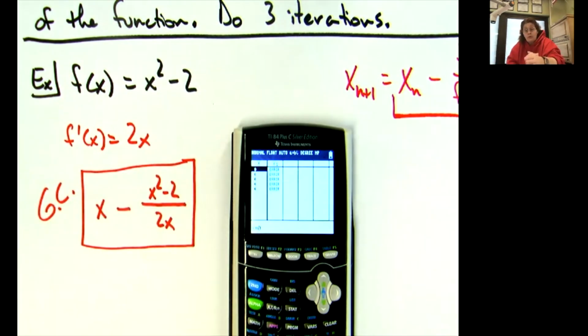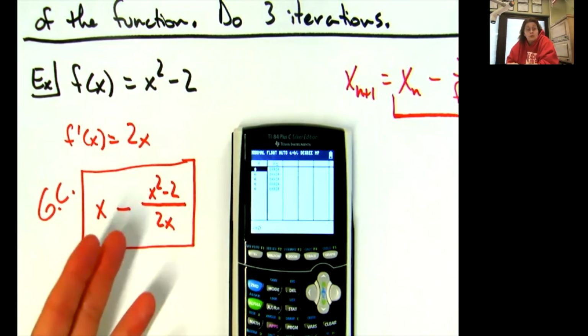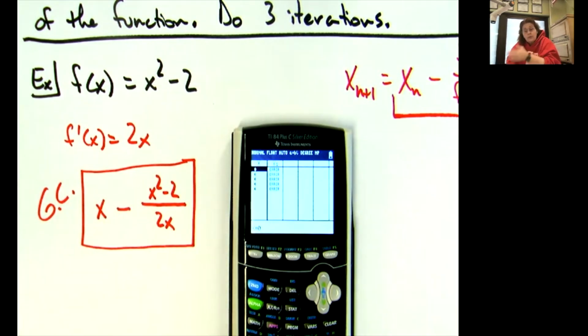Every one of you, when you do the first 4 questions in the homework, is going to start with a different guess. And it doesn't matter. If we all started with a different guess, we're still all going to end up with the same zero, the same answer, because this iteration formula of doing this over and over and over is going to ultimately spit out the actual zero of the function.